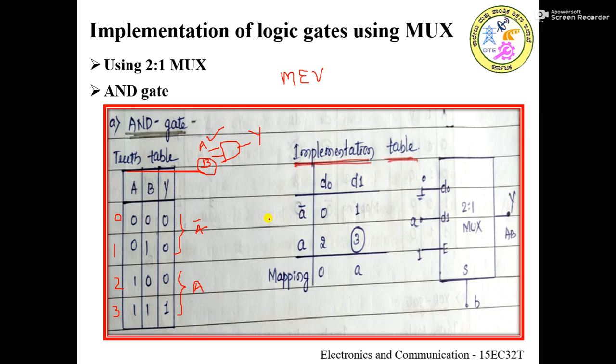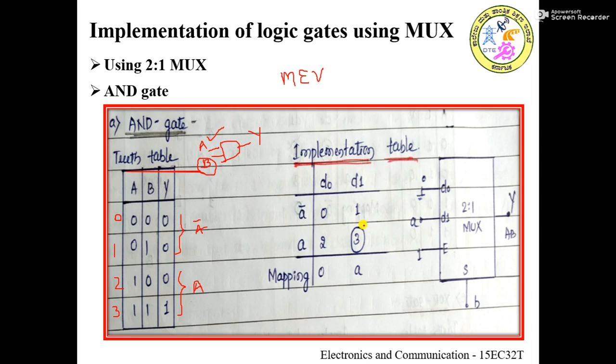The possibilities of the map entered variable values are A bar and A. For which decimal combinations is it A bar? For the decimal combinations 0 and 1. Write the decimal combinations 0, next 1. Where is A equal to 1? For the decimal combinations 2 and 3. Right, 2 and 3. Now I hope you have understood how to write this implementation table.